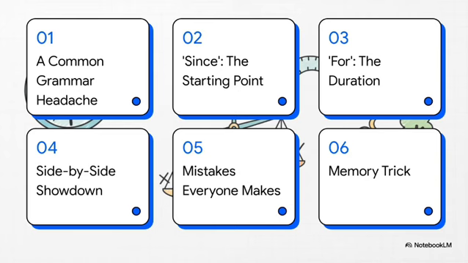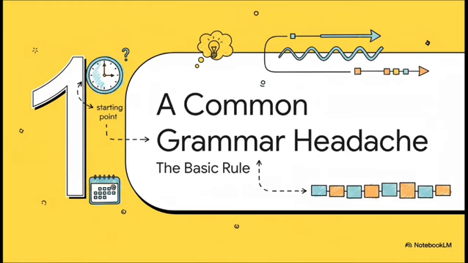Here's our game plan. First, we'll nail down the one basic rule you need. Then we'll zoom in on since and for individually. We'll do a quick side-by-side comparison, check out the common mistakes so you can dodge them, and I'll leave you with a super simple memory trick that'll make it all stick. Sound good? Okay, so what's the one thing these two words even have in common?